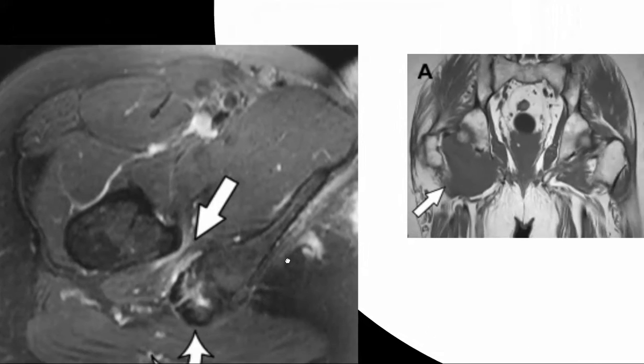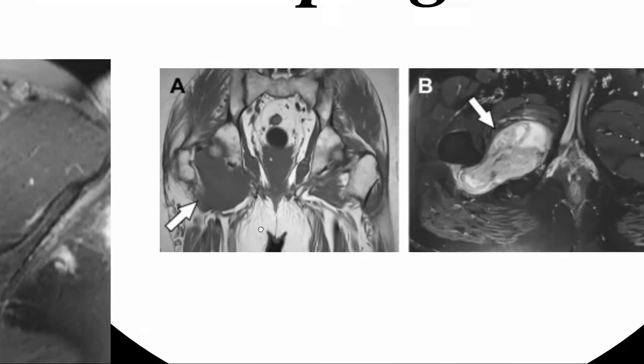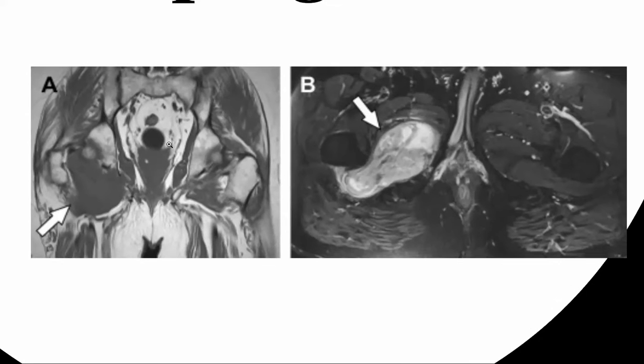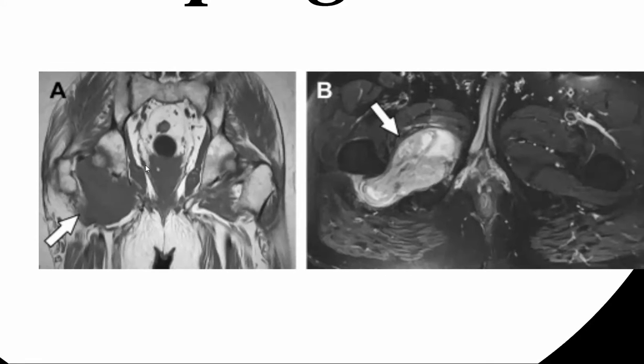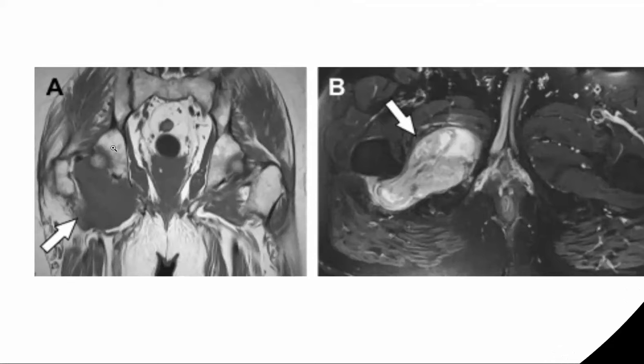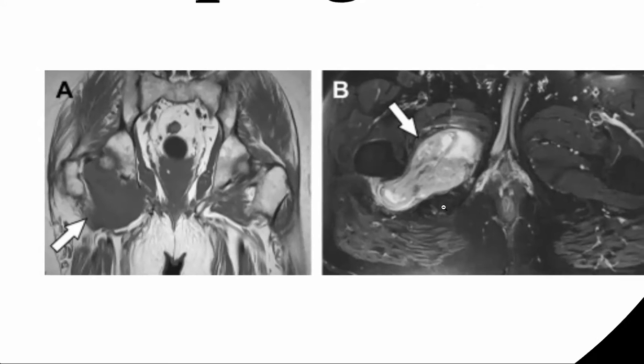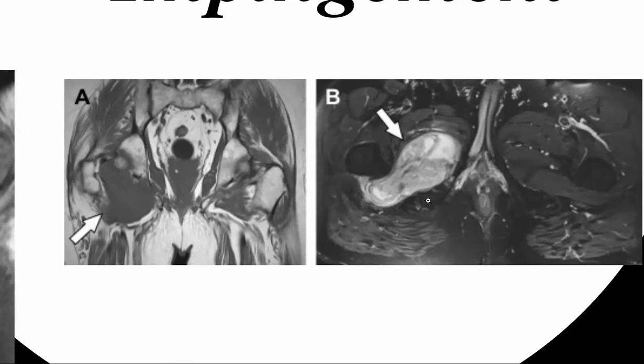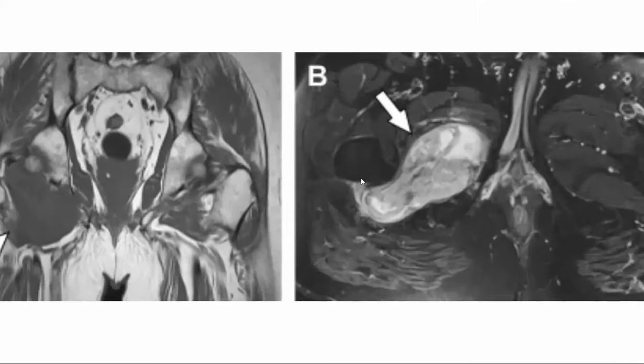Let's move over to these images here. So A is a coronal image, and B is an axial image. A is T1 weighted, so fat is bright. B is a fat suppressed, fluid sensitive image, and you can see that there's this mass lesion in the ischiofemoral corridor.